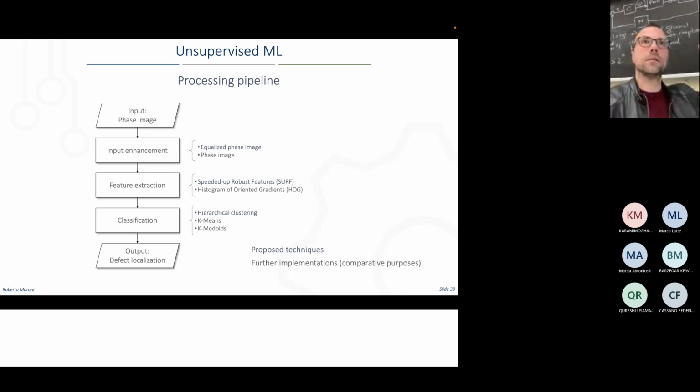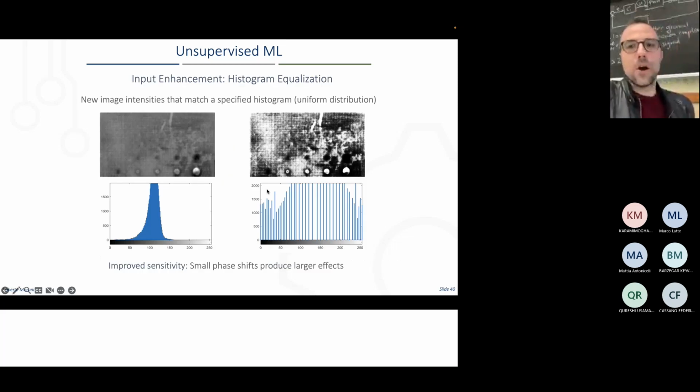So the minimum of the average of the position of all the samples in the clusters, but by the median of the position of your examples in the feature space that belong to your clusters. And then the comparison of the phase map as produced by the sensor, and the one with histogram equalization. So this was the histogram.